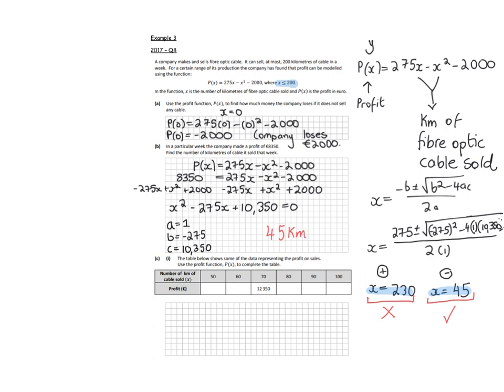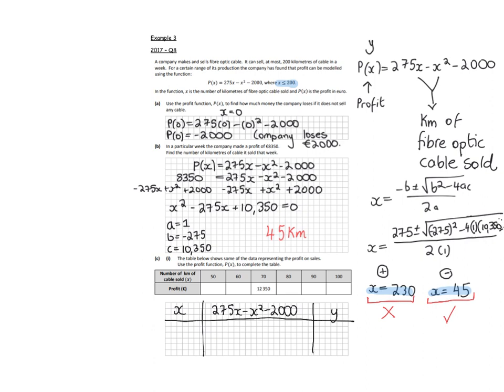Now, part C I says, the table below shows some of the data representing the profit on sales. Use the profit function, P of x, to complete this table. So again, like in the other ones, we draw out a small table. So we have x here. We have the profit function, which is 275x minus x squared minus 2000. And then we have our y value.